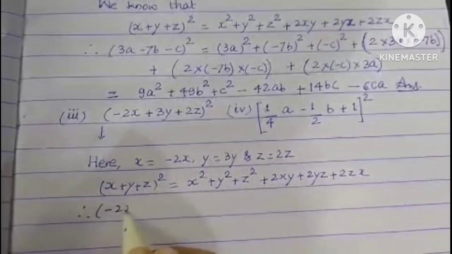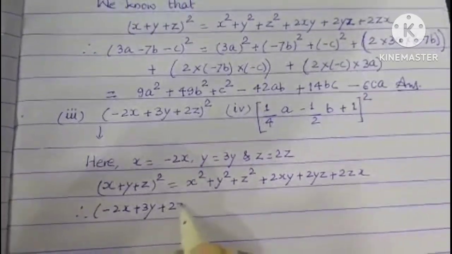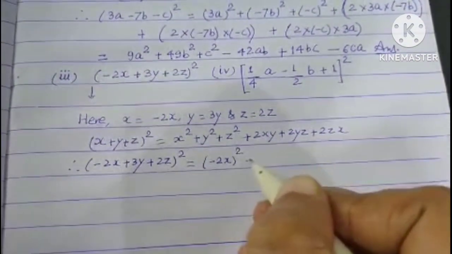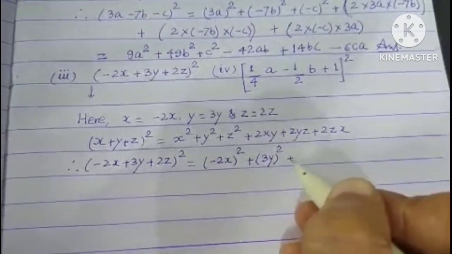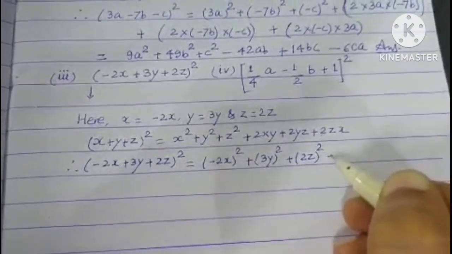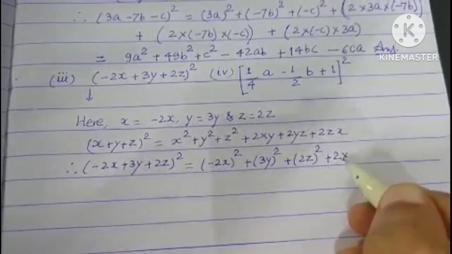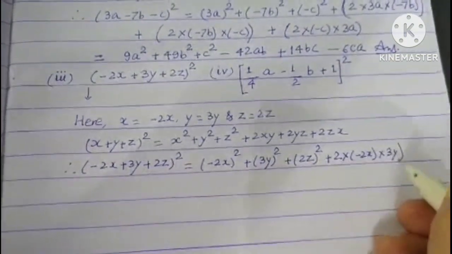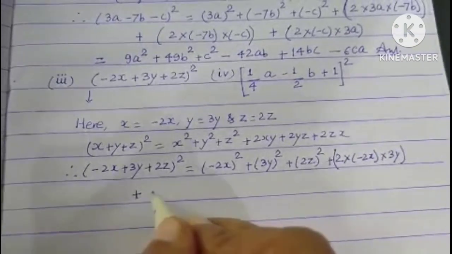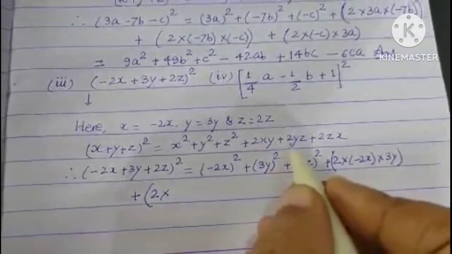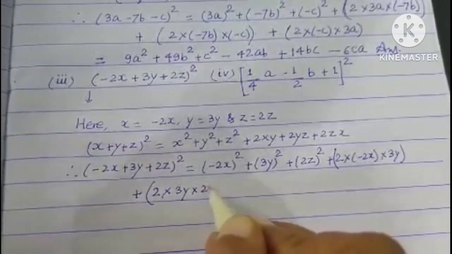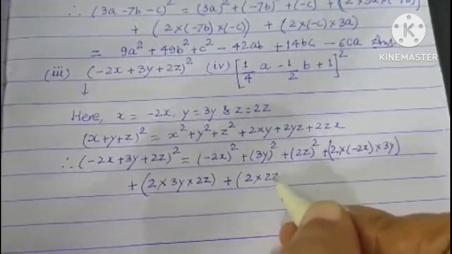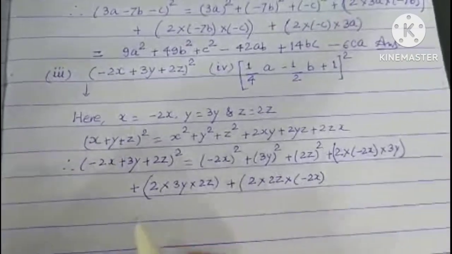Therefore, (minus 2x plus 3y plus 2z) whole square will be equal to (minus 2x) whole square plus (3y) square plus (2z) square plus 2 into xy. x is minus 2x and y is 3y, okay, plus 2 yz. y is 3y and z is 2z, alright, plus 2 zx. z is 2z multiplied by x is minus 2x.